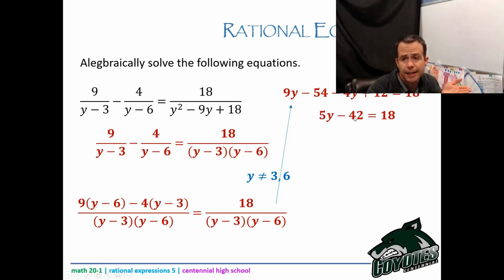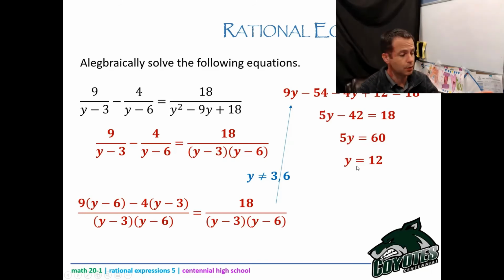Then I will add the 42 to both sides. I'll get 5y equals 60. And then divide both sides by 5. So y equals 12. Okay, I check that with my NPVs. The 12 is not one of my NPVs, so I'm good to go. I have one solution, and it's at 12.